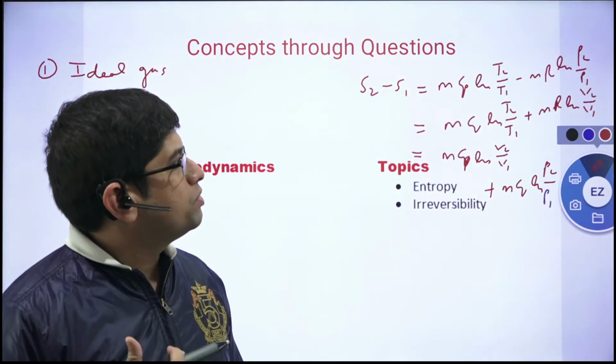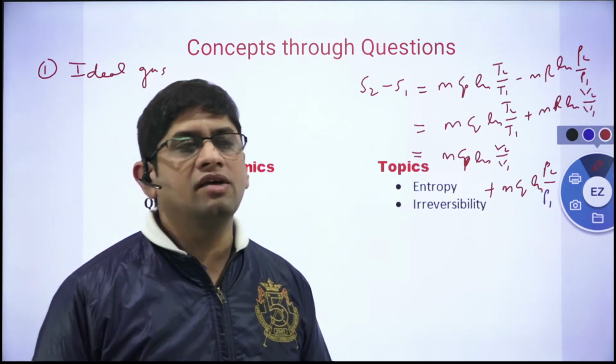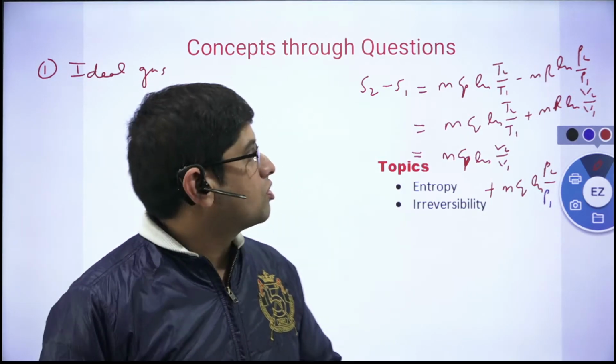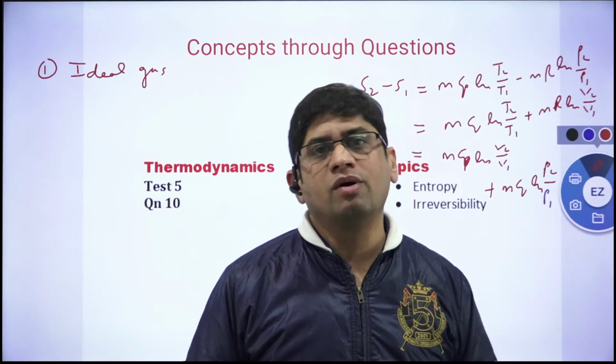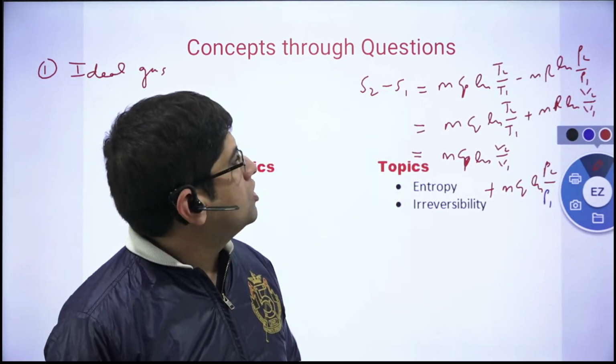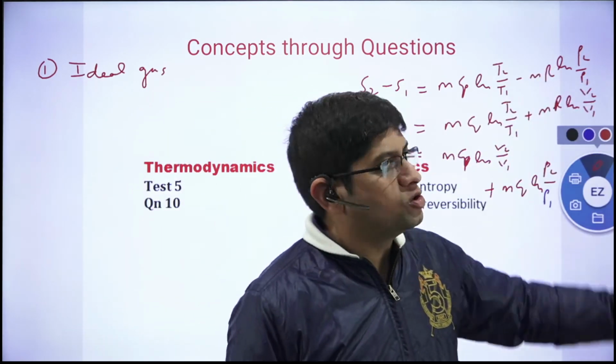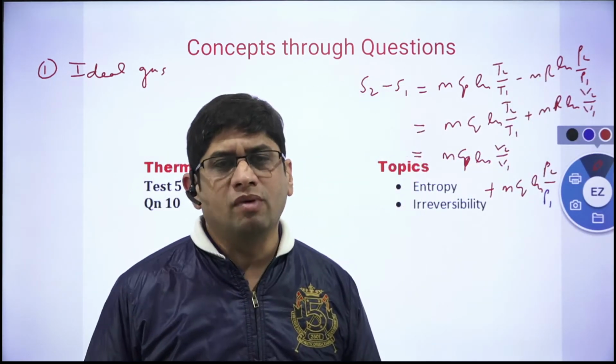So T1 T2, P1 P2, V1 V2. He might give you any of these things. This formula is between T and P, this is T and V, this is V and P. You need to memorize these three formulas. So MCP log of T2 by T1 minus MR log of P2 by P1. All of you must have memorized it.